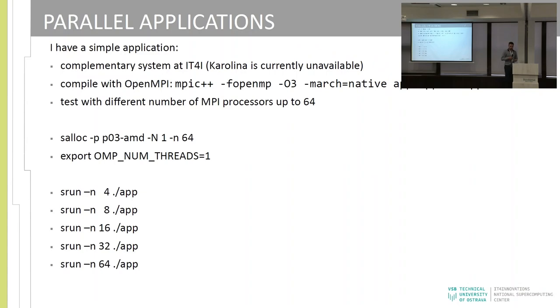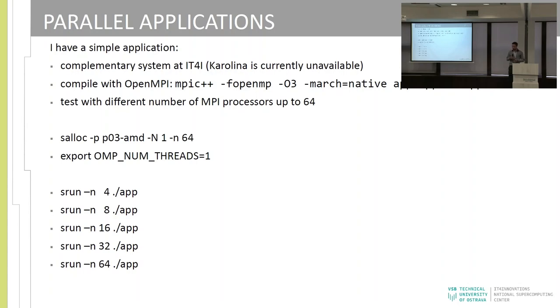In order to answer this question, I prepared a simple application. I compiled this application not on Carolina, because Carolina is currently unavailable, because Carolina is being updated now. So I compiled my application on a complementary system with very similar hardware, with a CPU provided by AMD. This CPU has the same number of NUMA domains and so on. It is very similar hardware to Carolina.